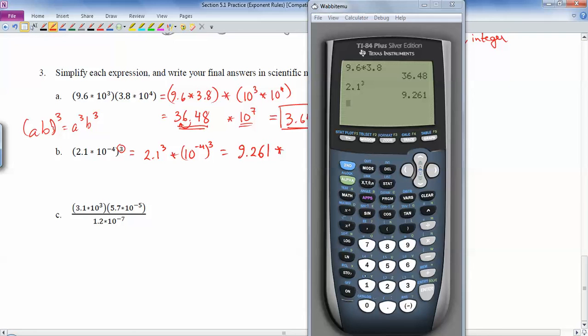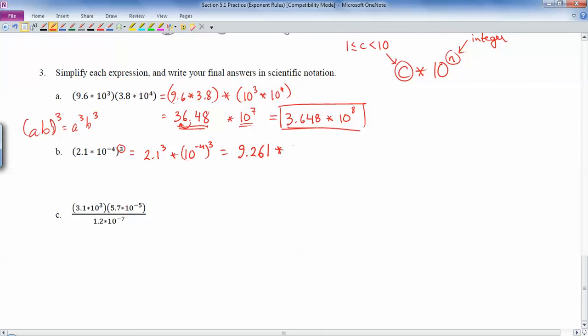And then 10 to the negative fourth cubed, that's in the form a to the b to the c, which just turns into a to the b times c. So that's going to be 10 to the negative 12. And then that's done. That's already in scientific notation form.